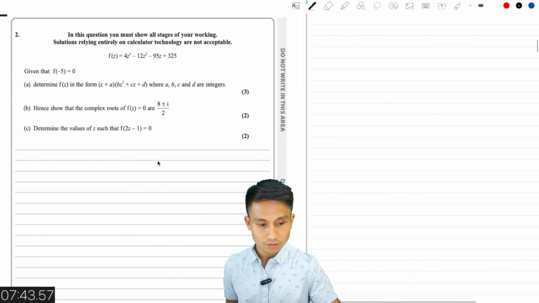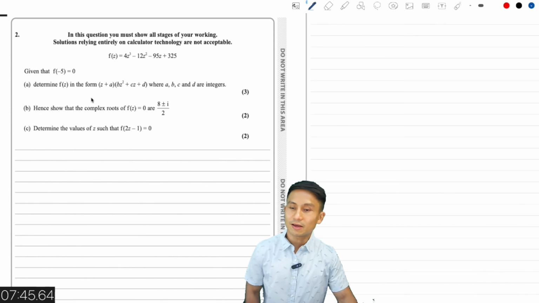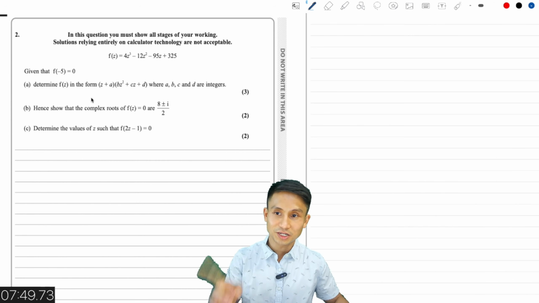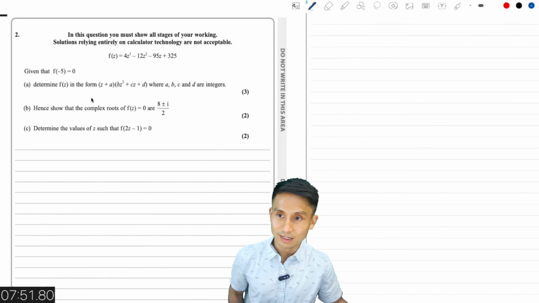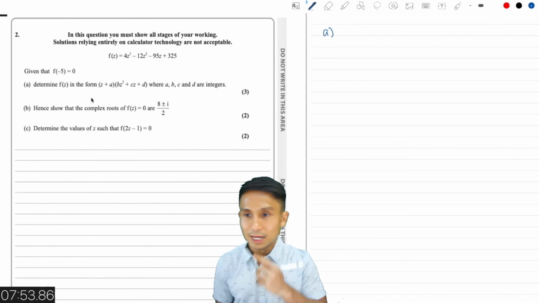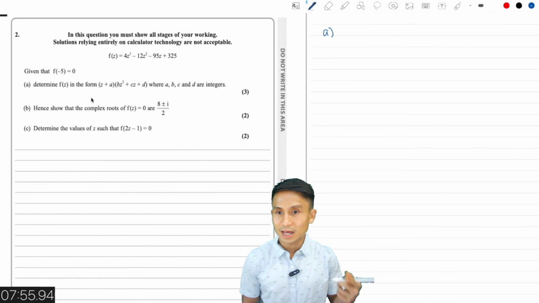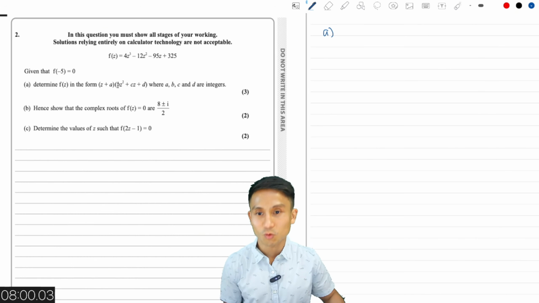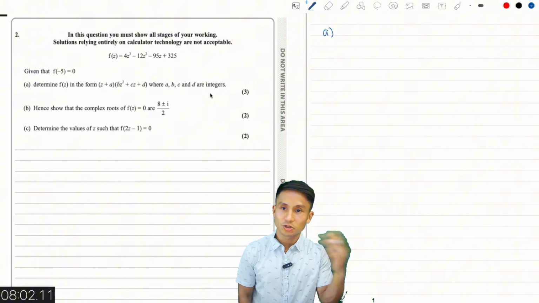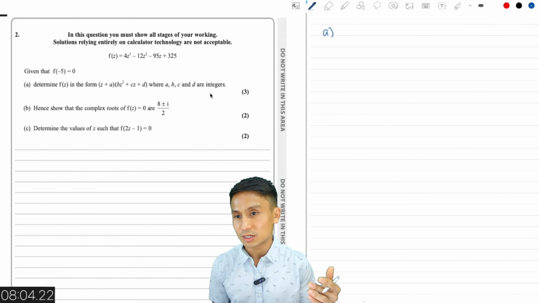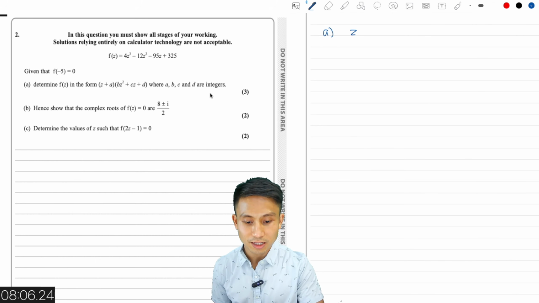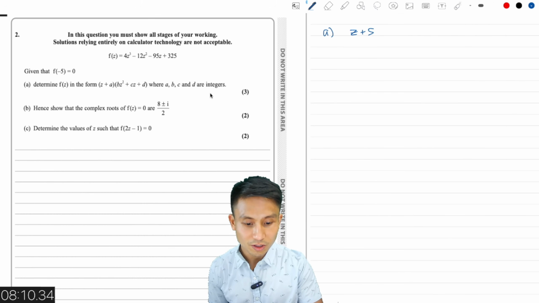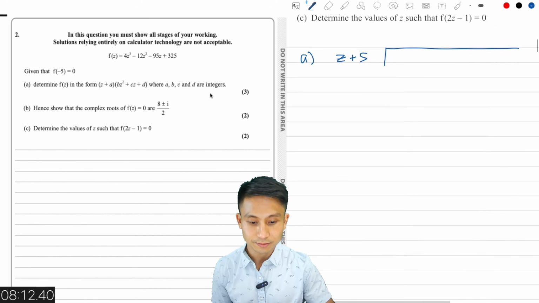Question 2. Given that f(-5) is equal to 0, that is saying that z plus 5 is a factor of that. Part A, determine f(z) in the form of that. So we have a linear factor z plus a and a quadratic factor. So you can do a long division here. Let's do a long division. So z plus 5, because the critical value was minus 5 there, and we're going to do long division.